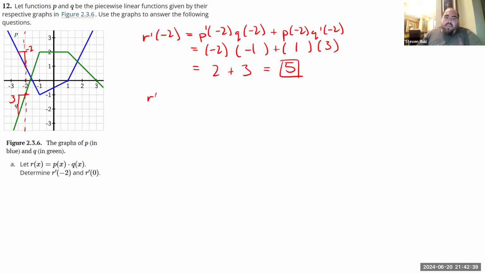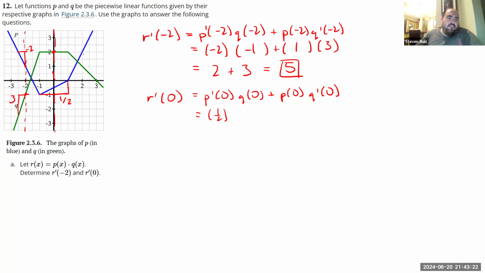What about r prime of 0? Basically, we can take the same approach. R prime of 0 is equal to P prime of 0 times Q of 0 plus P of 0 times Q prime of 0. So now I'm looking at what's happening at the y-axis. What is P prime of 0? P prime of 0 is going to be most likely 1/2, goes up 2 and to the right 4, times Q of 0.